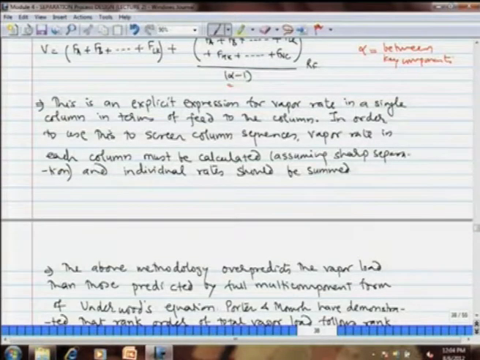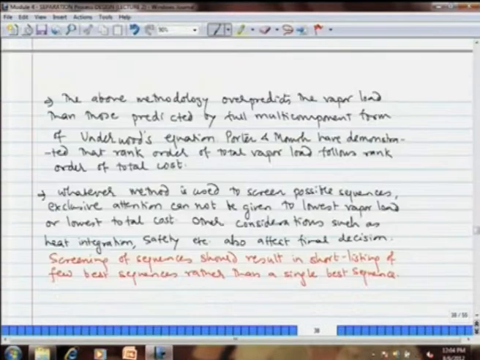Then you apply this expression for each column in the sequence and then sum up the total vapor flow rate in the sequence. Now, one shortcoming of method of Porter and Momo is that it over predicts the vapor load than that predicted from the full multi-component form of Underwood equation. However, Porter and Momo have demonstrated that the rank order of total vapor load follows the rank order of total cost. Okay? That is proven. Also, although quantitative vapor flow rate predicted by Porter and Momo is higher than Underwood's equation, which is a more rigorous method, it has been demonstrated that the total cost follows the total vapor load.